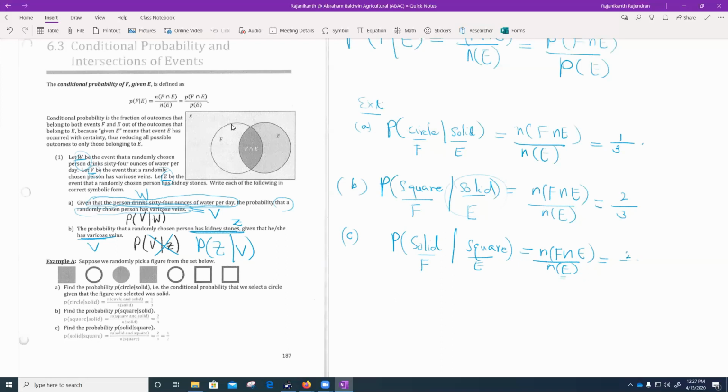Now my event is choosing objects which are squares. How many squares are we choosing? 1, 2, 3, 4. There are 4 of them. So it is 2/4. If you simplify, this is 1/2, right?